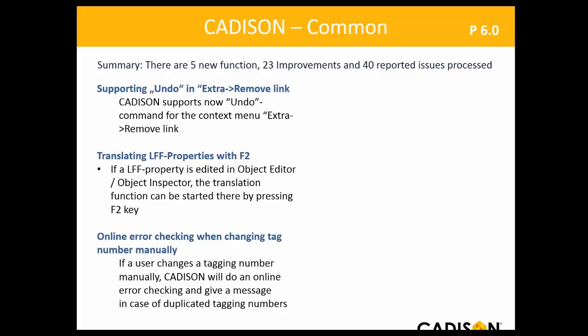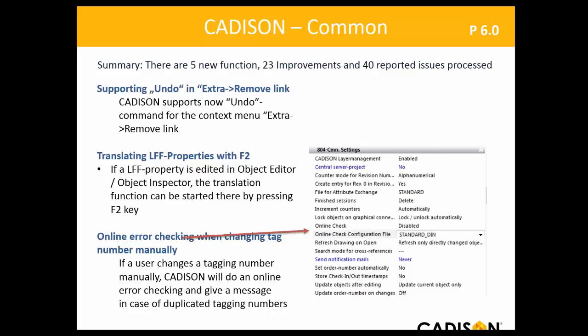And here we will have a look at the support for undo and the extra remove links. One of the important points is the online error checking when changing tag numbers manually. Here you need a setup in the project settings, so you have to switch on the online check, which is then enabled, and you can say what things you want to check.